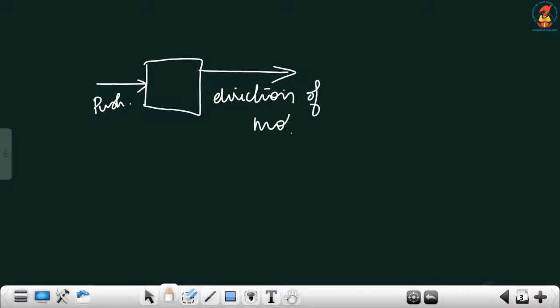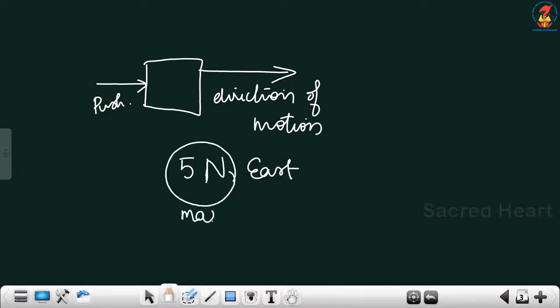Direction of motion. So, in which direction is the force applied? In that direction the object will move. Now, normally we will represent the force like this, 5 Newton. Here we are not dealing with the direction, only the magnitude part I have taken. Now, this is the magnitude of force. We can represent it like this, 5 Newton in the east direction. So, this one is a magnitude.